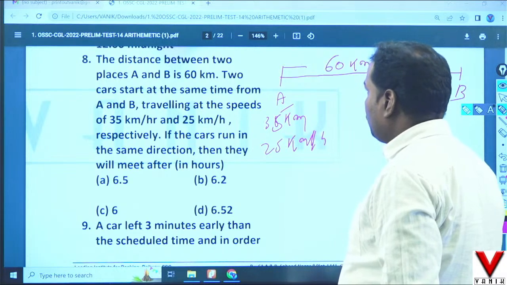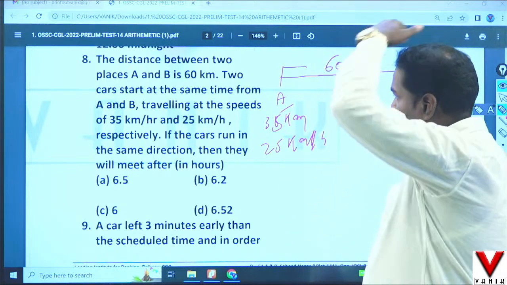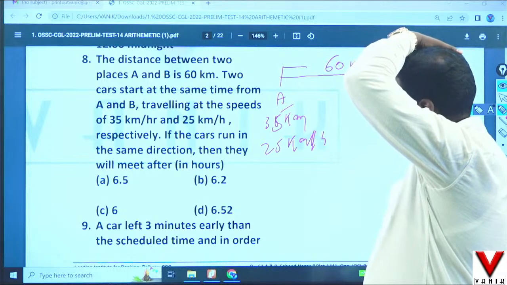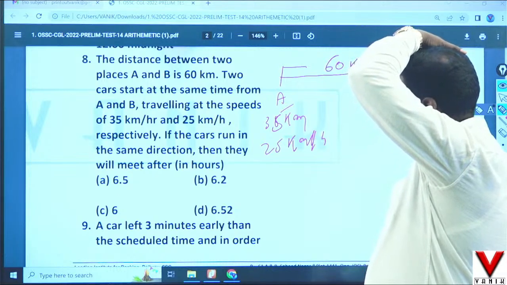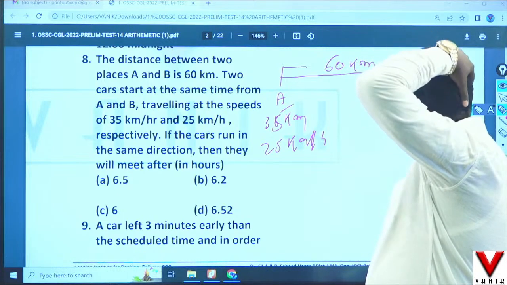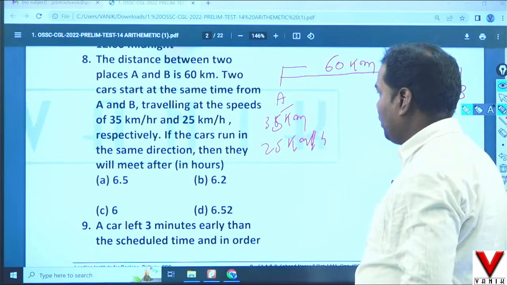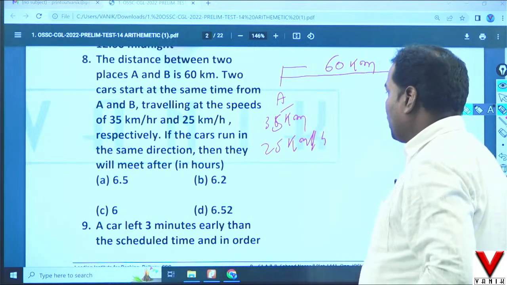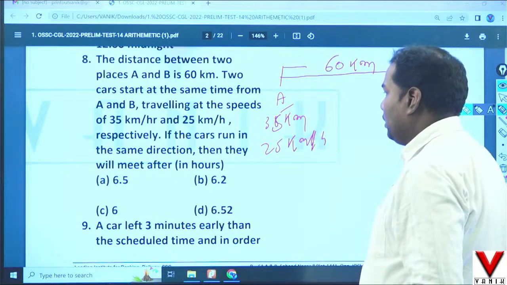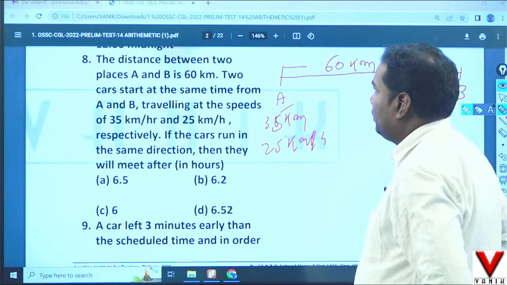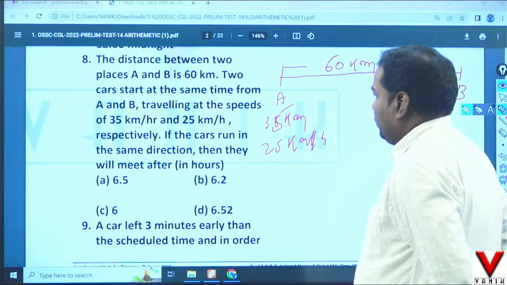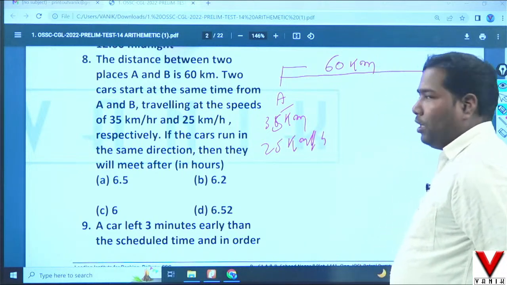The distance between two places A and B is 60 km. Two cars start at the same time from A and B, traveling at the speeds of 35 km per hour and 25 km per hour respectively. If the cars run in the same direction, they will meet after how many hours?